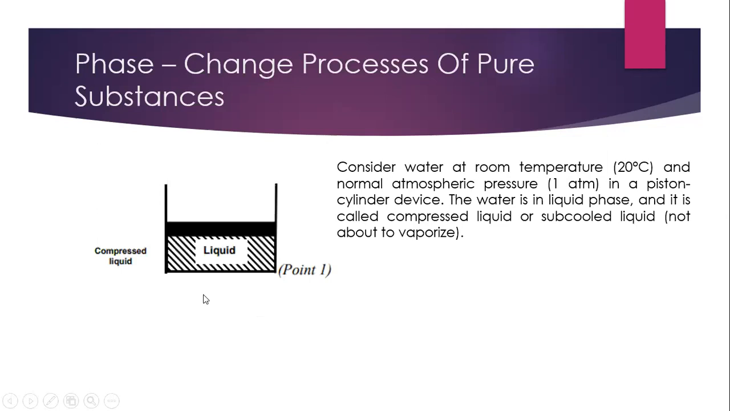So the previous slide told about the physical reference of solid, liquid and gaseous phases in a pure substance. Now you are going to see the phase change process of a pure substance. Let us examine a compressible liquid. We take water at a room temperature of 20 degrees Celsius and normal atmospheric pressure, 1 atmosphere, which is tightly sealed inside a piston cylinder device. Initially the water is in liquid state, so it is otherwise called a compressible liquid or subcooled liquid.